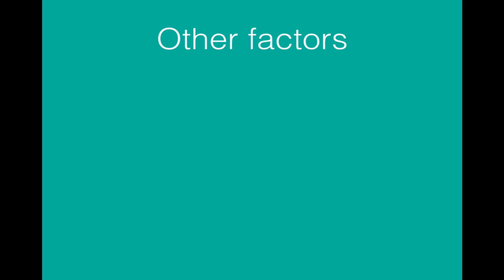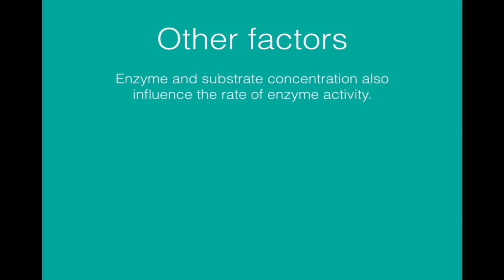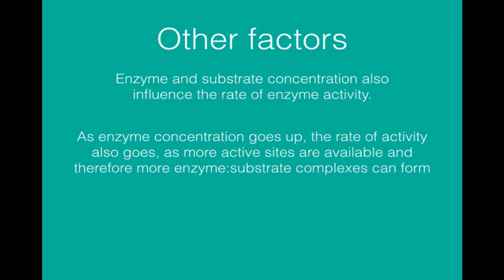The final two factors are enzyme concentration and substrate concentration. They have an effect on the rate of enzyme activity. In these particular cases, the enzyme doesn't get denatured. It doesn't change shape, but it's more the chance of collisions that are affected. So as enzyme concentration goes up, the rate of activity goes up. And this is because there are more active sites available. And because there are more active sites available, there are more enzyme substrate complexes that can form, because the substrates are more likely to bump into the active sites because there's more of them.